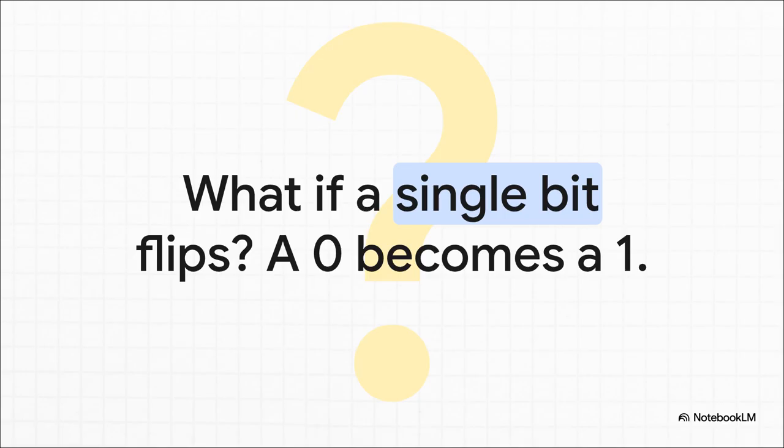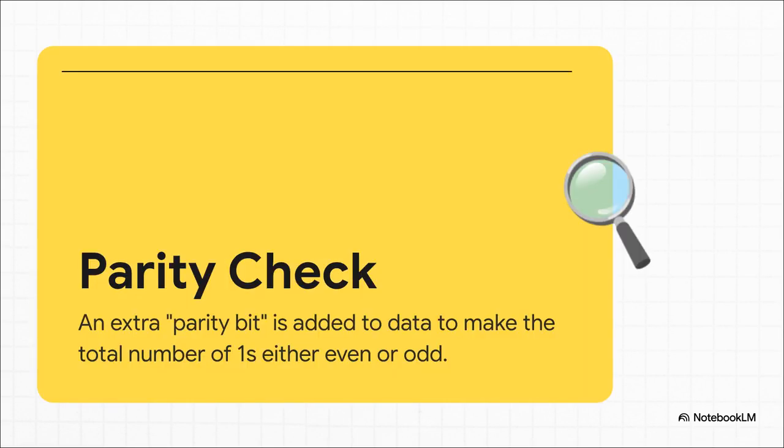All it takes is a tiny bit of static or interference, and a single bit can flip. A 0 becomes a 1. Suddenly, the number you sent isn't the same. The letter A might turn into a C. Your entire message can become completely meaningless. So, how in the world do you catch an error that small?